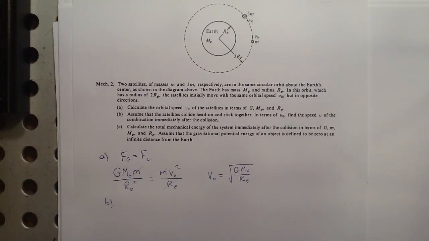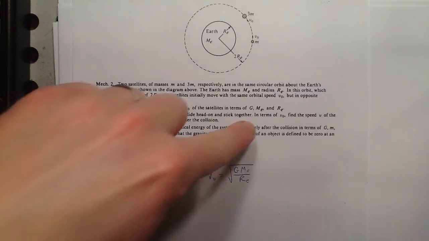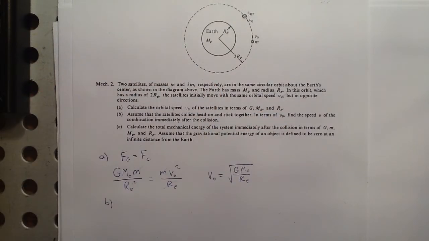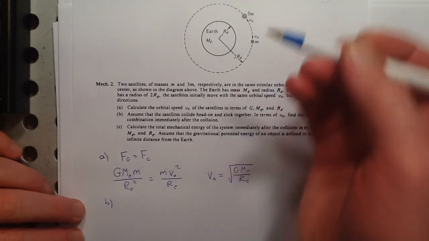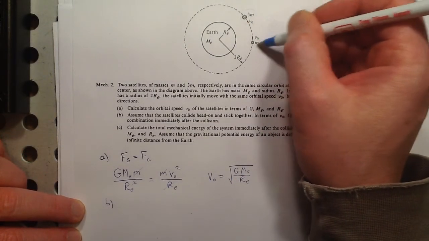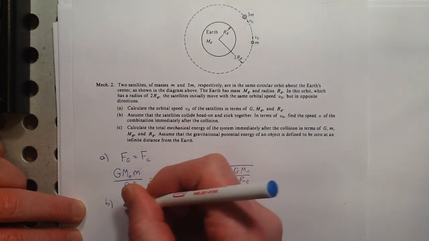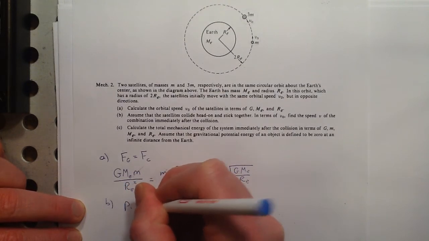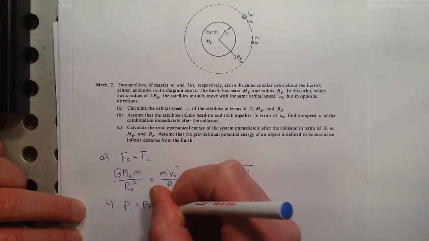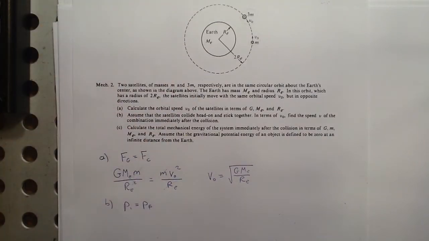Alright, so assume the satellites collide head-on and stick together. In terms of v sub 0, find the speed v of the combination immediately after the collision. Alright, well, before the collision, let's say that this one's going in the positive. They're going opposite directions, right? So I know that the initial momentum will be equal to the final momentum. You could do this with angular momentum, but the r's just cancel out, so it turns out to be the same as this, mv equals mv. This is just a regular old collision.